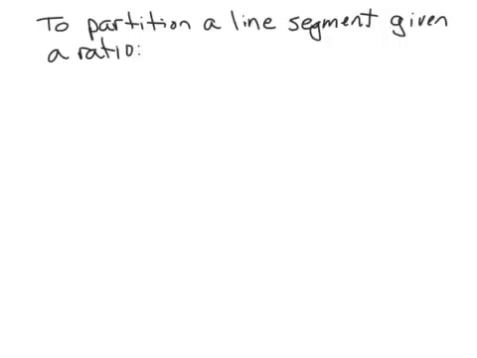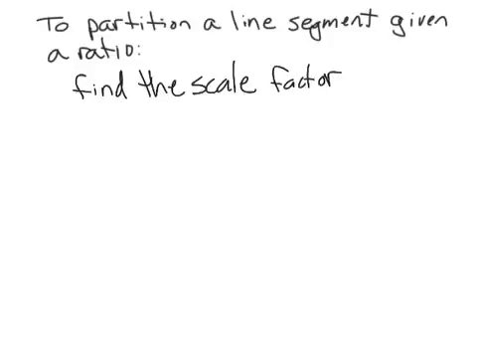Alright, I'm going to speak in generalities, so this might be a little bit confusing until we do a numerical example, but I want to show you this so you kind of have a formula in your head, and then when you see the numbers it'll probably be a little bit better. So to partition a line segment given a ratio, you need to find the scale factor. Finding the scale factor means you take the ratio and you use the first number for the numerator, and the sum for the denominator. And whatever that scale factor is, I'm going to call it K.